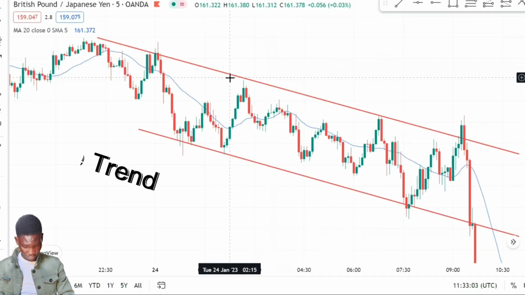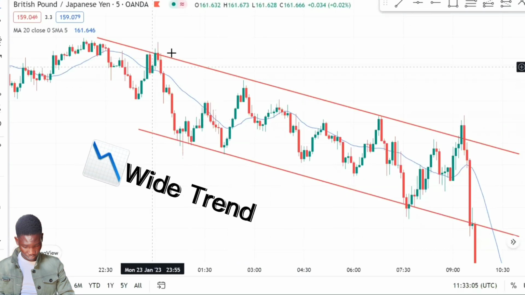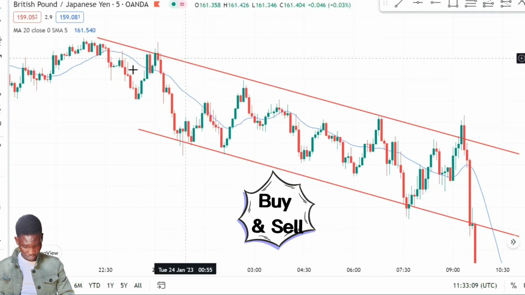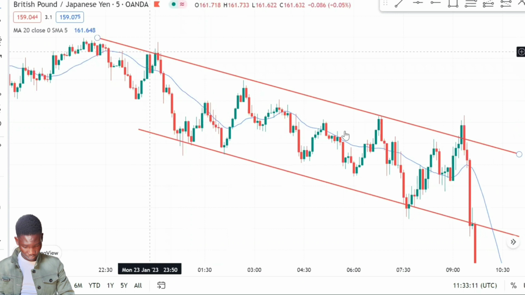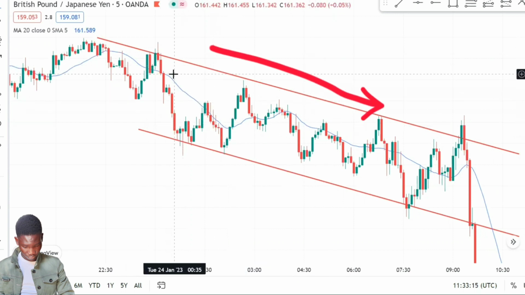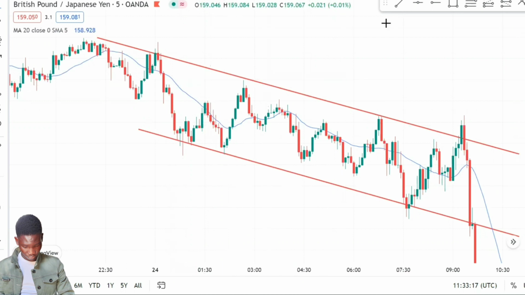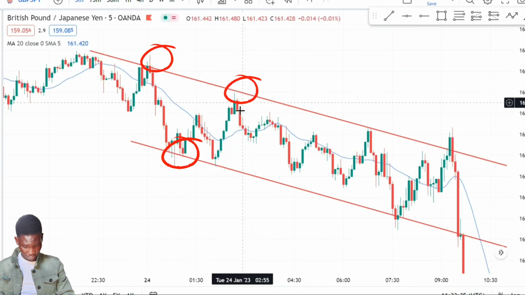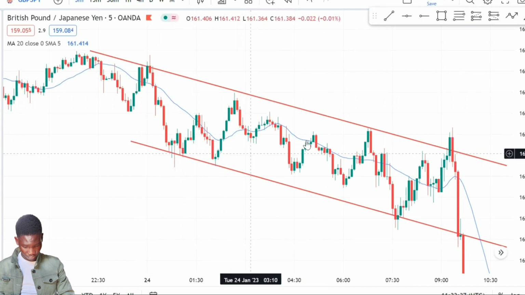So the second one is the wide trend, guys. In a wide trend, you can basically look for buys and sells. So here we have a downtrend, so the market is moving towards the downside. And in this wide trend, I basically pulled up my drawing tool and made a channel. Yeah, so you can basically make a channel using the lower highs and the lower lows in the wide trend.